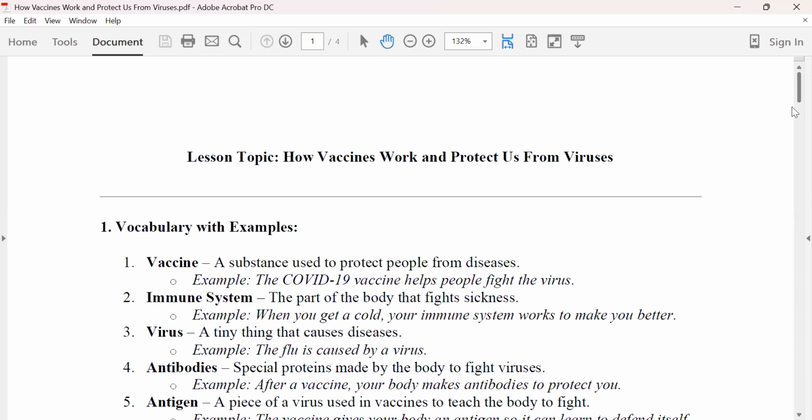Okay, good. Immune system, a part of the body that fights sickness. Example, when you get a cold, your immune system works to make you better. Three, virus, a tiny thing that causes disease. Example: the flu is caused by a virus. Antibodies, special proteins made by the body to fight viruses. Example, after a vaccine, your body makes antibodies to protect you.